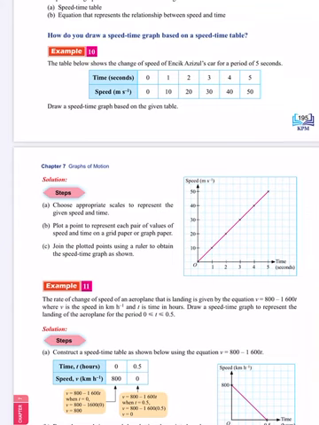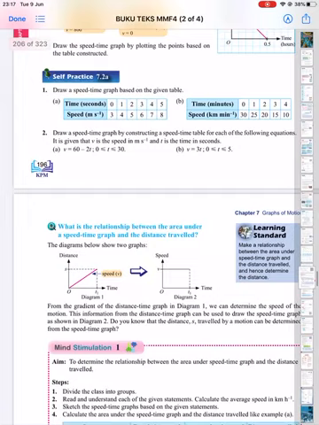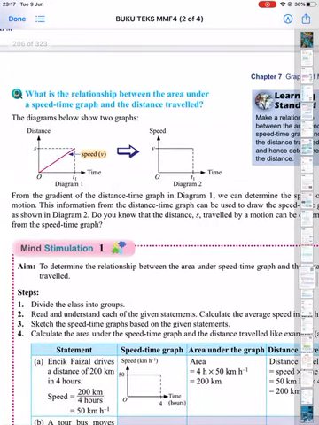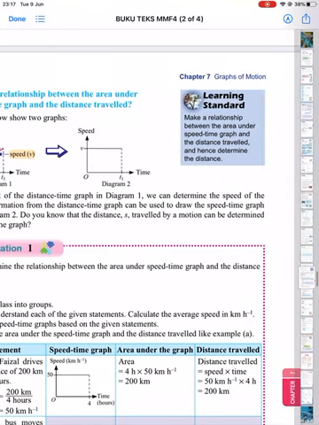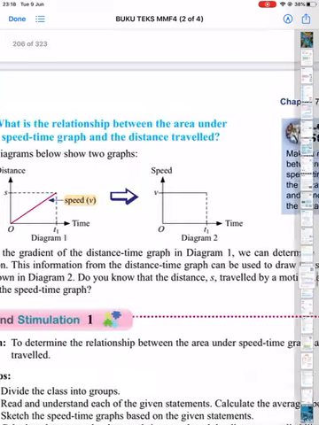Don't forget the axis, the origin, and all the basic things that you need to have for a graph. Next, the relationship between the area under a speed time graph and the distance traveled. So we move to the next learning standard. How do we determine the distance from the speed time graph?